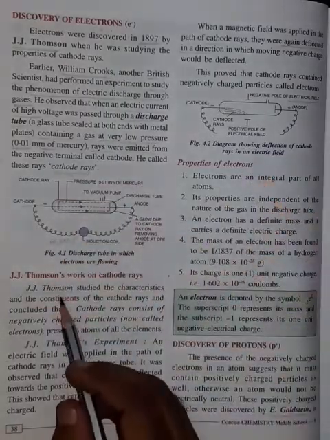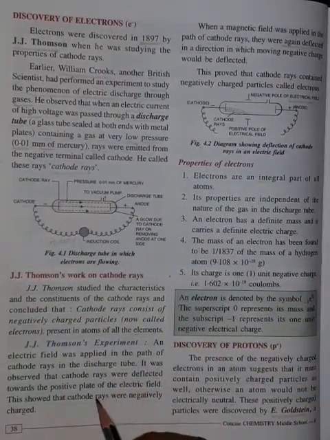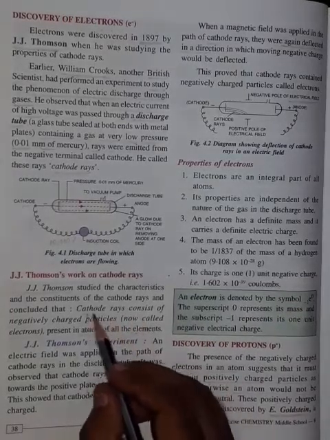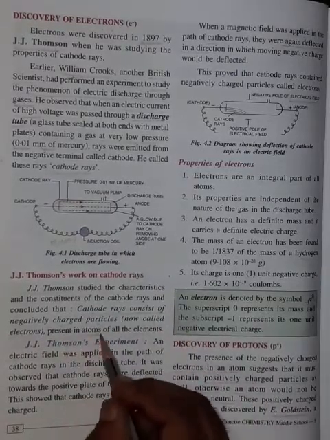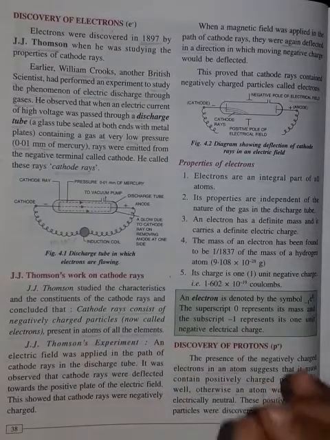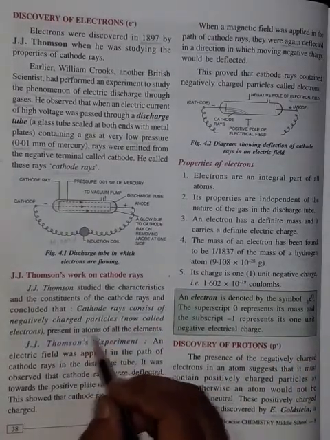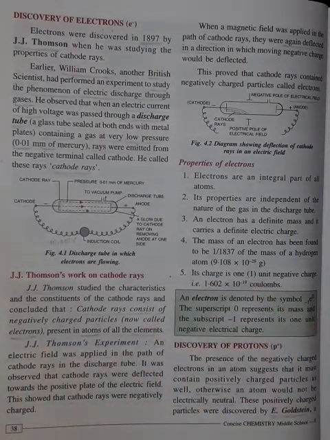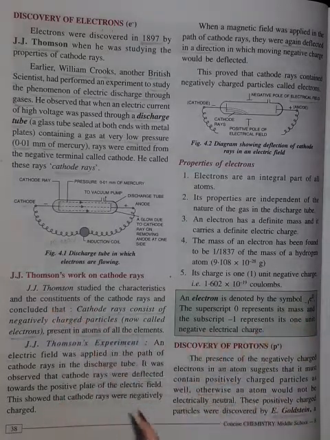Later on, J.J. Thomson studied the characteristics of the constituents of cathode rays. On studying, he concluded that cathode rays consist of negatively charged particles present in the atoms of all the elements. In all elements, negatively charged particles are present, and these are now called electrons. So electrons were discovered. J.J. Thomson did some more experiments to know the characteristics of electrons.